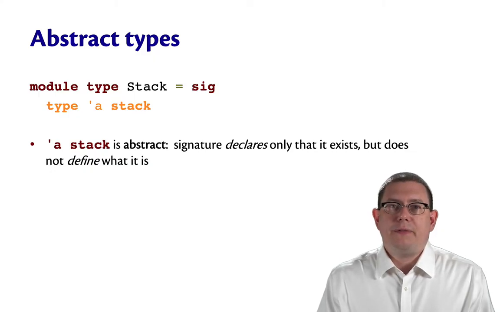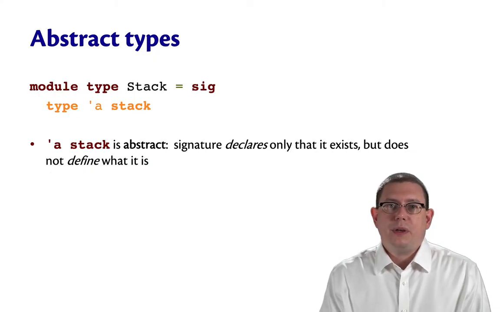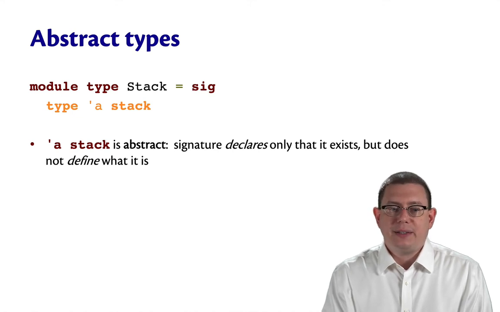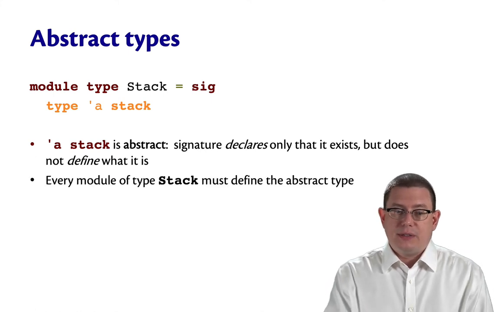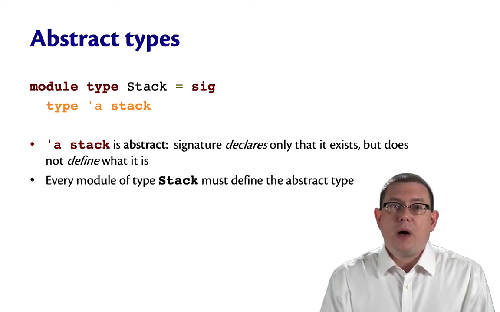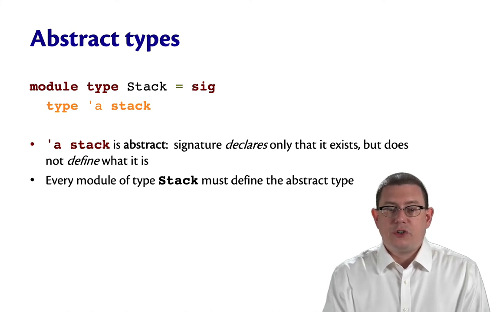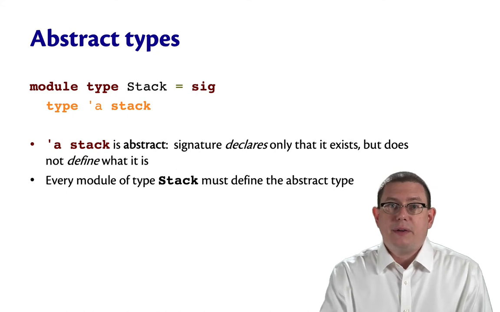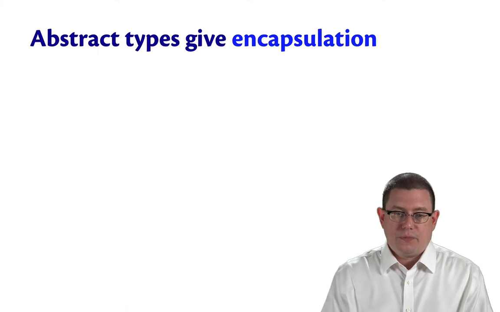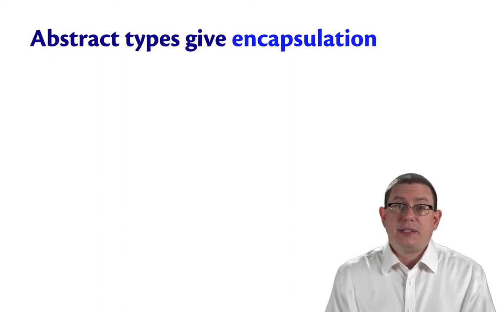Leaving the type definition off from a signature is known as creating an abstract type. So alpha stack in our stack signature was abstract. The signature is just declaring that it exists. It's not defining what that type actually is. Every module that implements that signature does have to define the abstract type, though. It must provide a definition, not just leave it declared. Abstract types are giving us encapsulation.